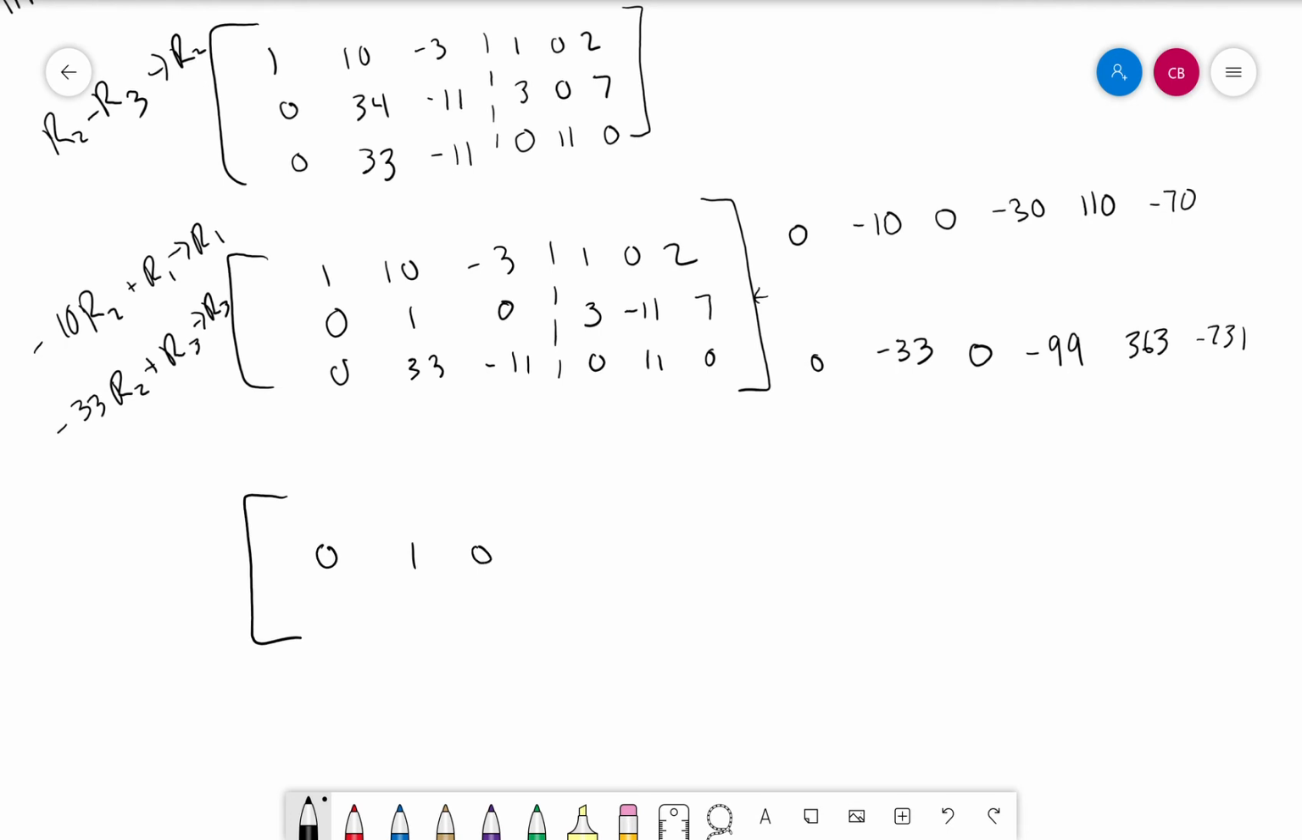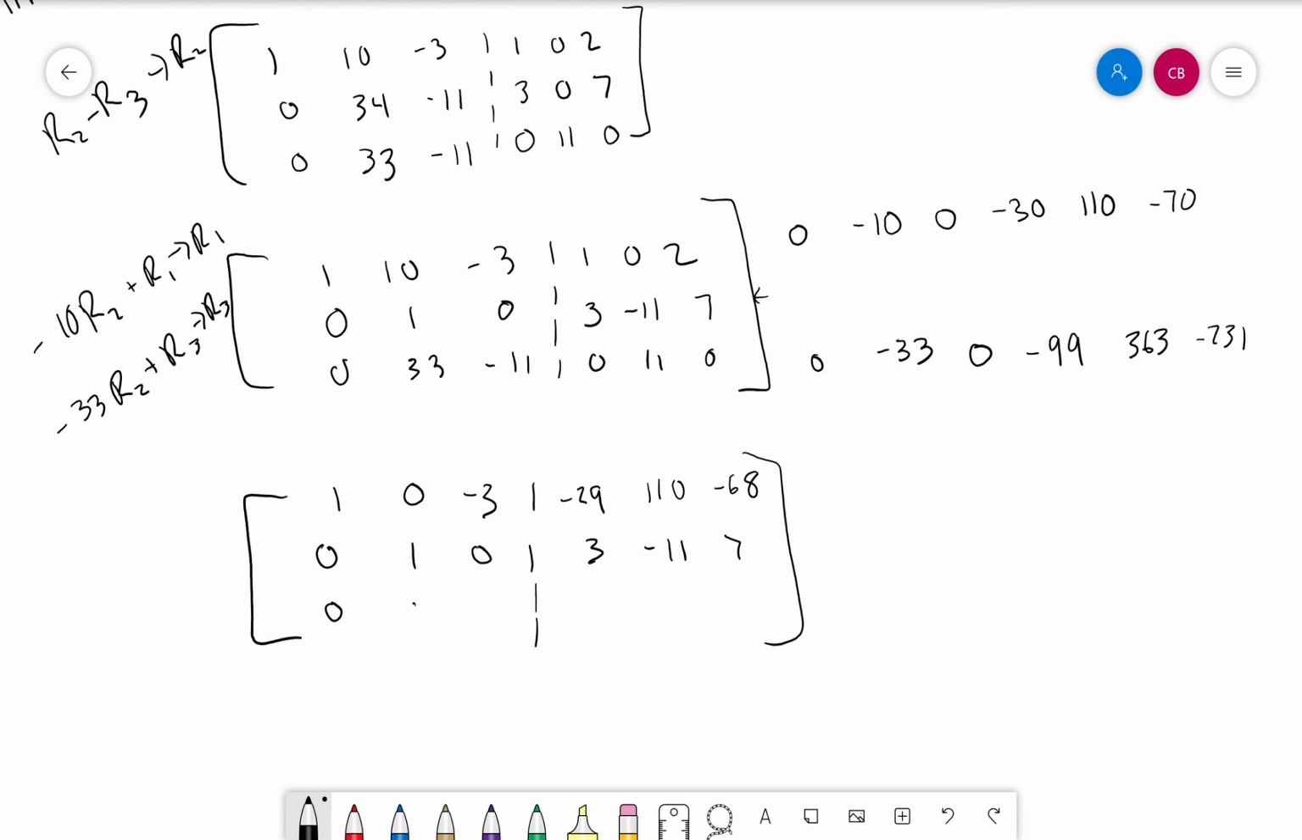0, 1, 0, 3, negative 11, 7. 0 and 1 is 1. Negative 10 and 10 is 0. That's what I wanted, so I'm good. 0 and negative 3 is negative 3. Negative 30 and 1 is negative 29. 0 and 110 is 110. 2 and negative 70 is negative 68. Yeah, that's good. Okay, 0 and 0 is 0.